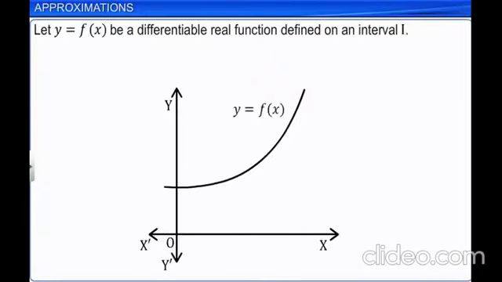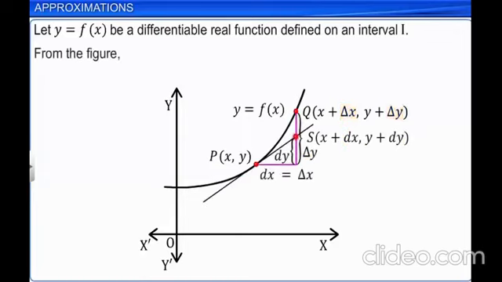Let the curve y is equal to f of x be a differentiable real function on the interval I. Consider a point P(x, y) on the curve, and a point Q close to point P such that its coordinates are (x plus delta x, y plus delta y). Here, delta x is a small increment in x and delta y is the increment in y corresponding to the increment in x.